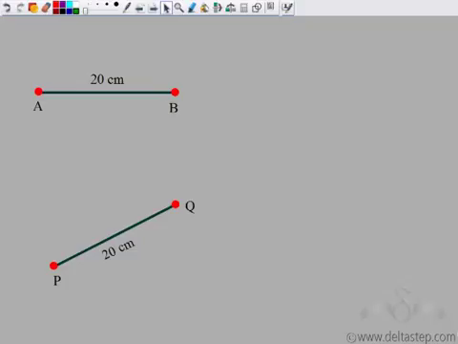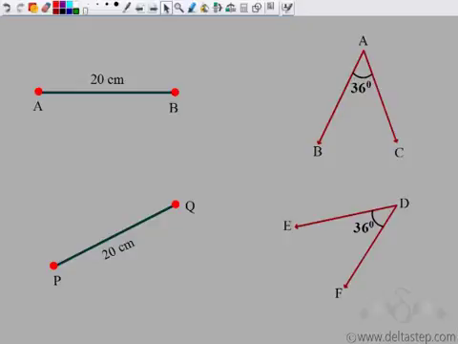We have these two line segments here, AB and PQ, of the same length, 20. Since the length is the same, I can say that AB is congruent to PQ. Note that the position of these two lines does not matter because different positions give me congruent things.